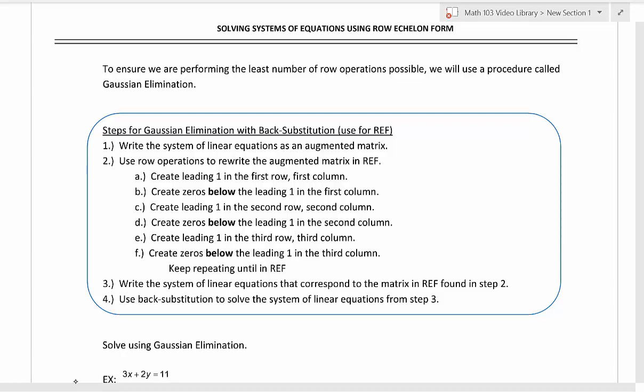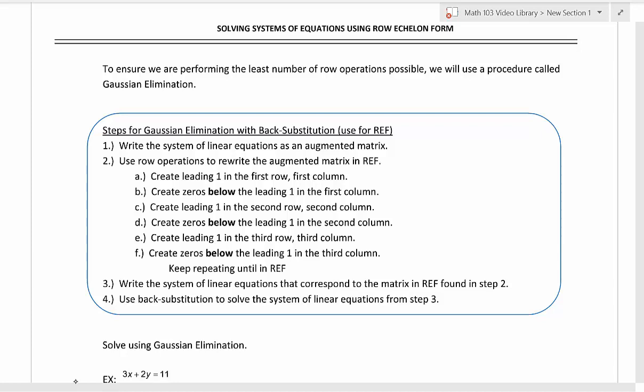Once everything's taken care of in the first column, we'll move on to our second leading one. We want to create a leading one in the second row, second column, then create zeros below that leading one in the second column. Then we move on. Leading one, third row, third column, zeros below. Leading one, fourth row, fourth column, zeros below, and so on until our augmented matrix is in row echelon form.